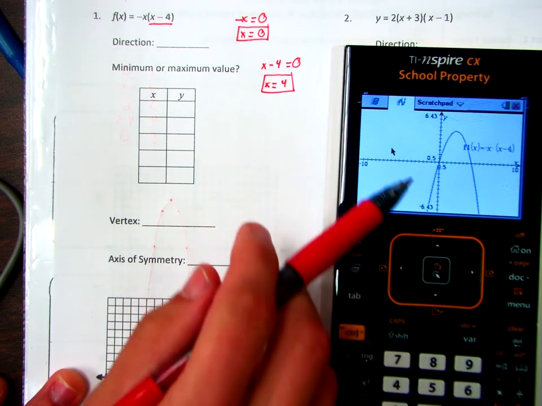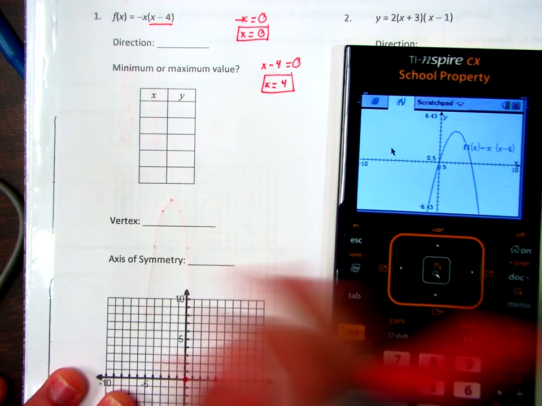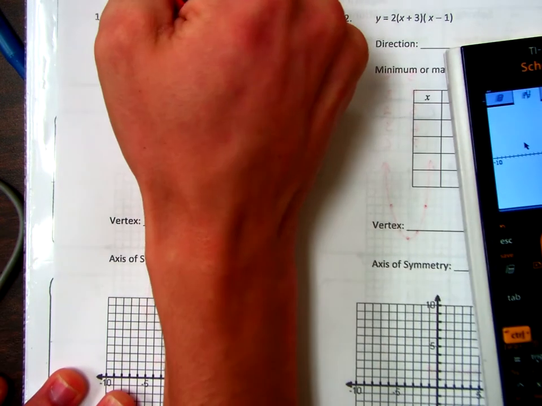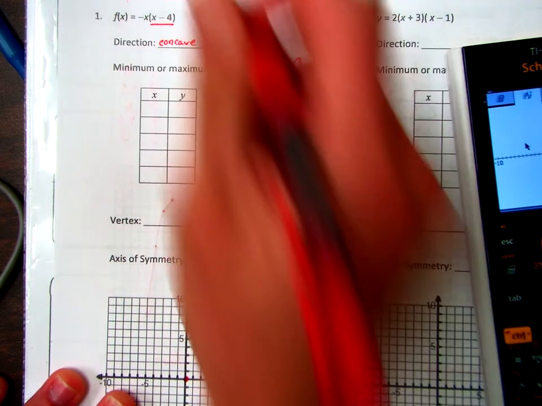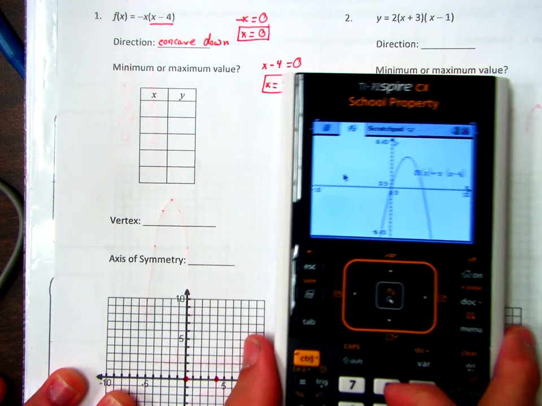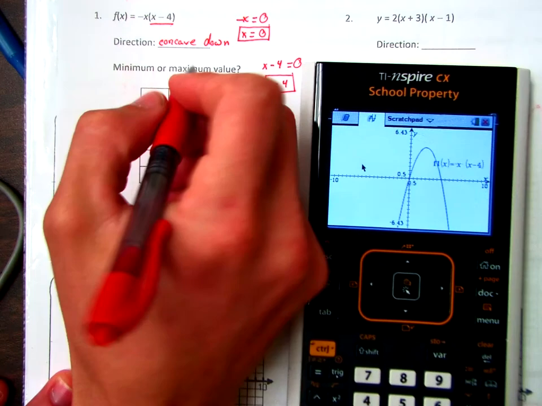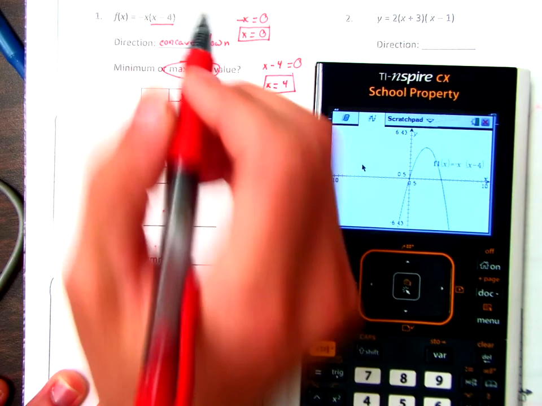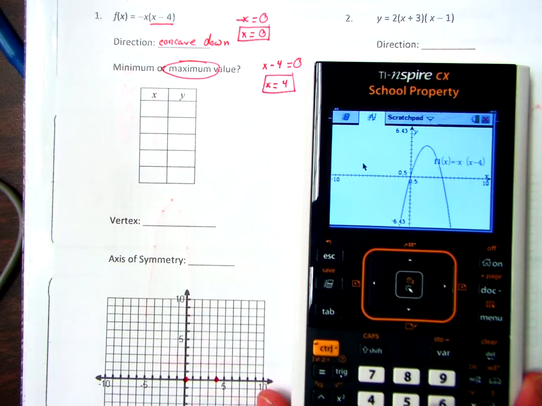Anyway, the reason I knew that this was opening downward was because of that negative. So it's going to be concave down. And obviously, you can answer these questions by just typing it into the calculator and saying, oh, it's facing downward, which means it has a maximum. You can do that. I'm just showing you how to do it without the calculator at first.